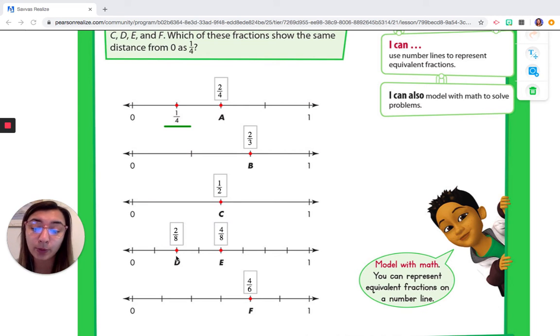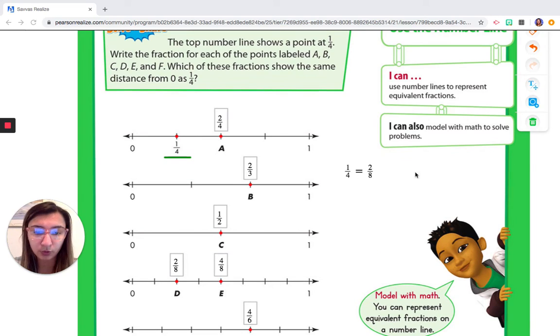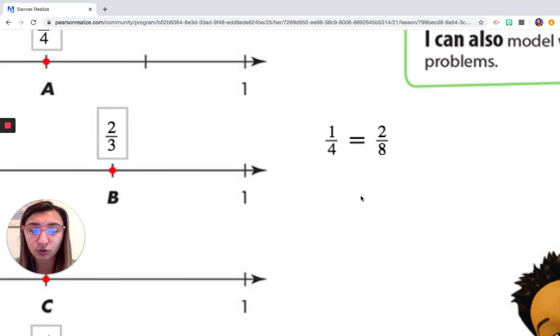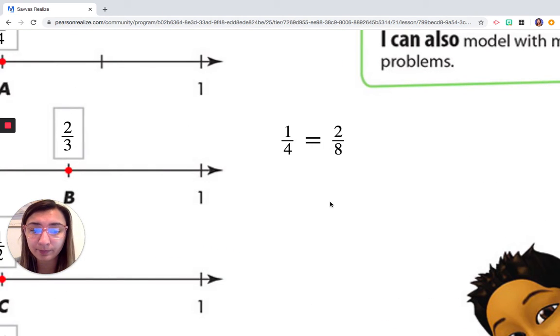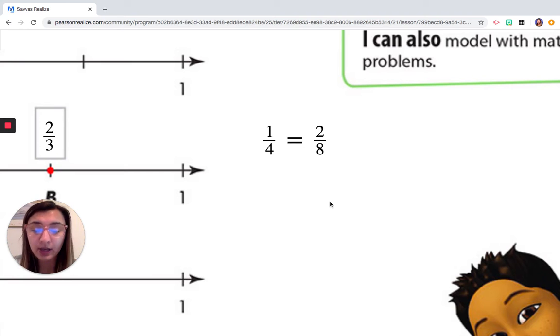So this is how we're going to write it. If you look right here, I put 1/4 is equal to 2/8. Now, what I want you to do is to pay attention to these two fractions. We're going to zoom in because sometimes you will not have number lines that are right on top of each other and making it very easy for you. So I want you to take a look and remember how we made equivalent fractions the last time using multiplication.